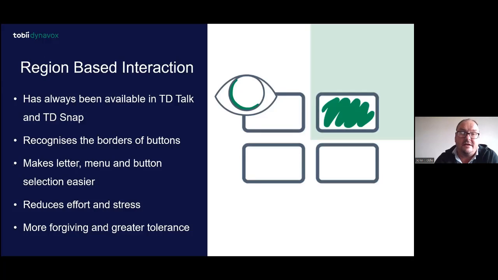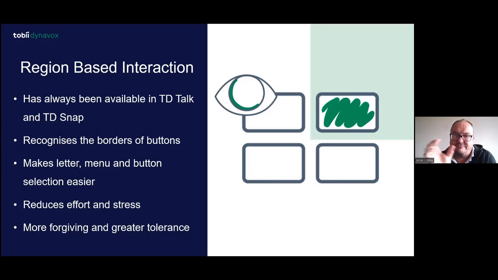So we're going to talk in the live demo about region-based interaction, but I just want to explain what it is, and then we'll go to a demo of it. I'm not going to call it our equivalent of Snap to Item because it's much better than Snap to Item, but this is our tool to give you a refined eye tracking experience in TD Talk and TD Snap. And it's always been there. The way it works is by recognizing the borders of the buttons. And those buttons could be your prediction cells, your general symbol buttons, or your keyboard buttons. And it makes selection of these much, much easier.